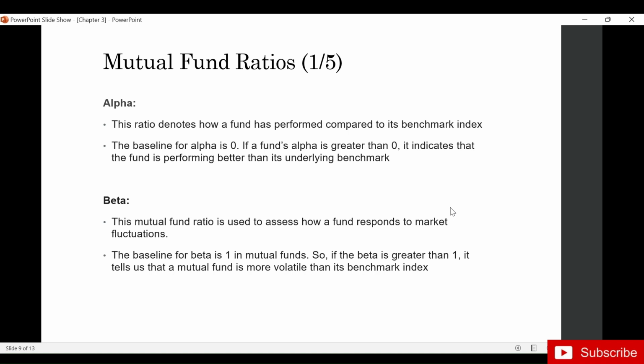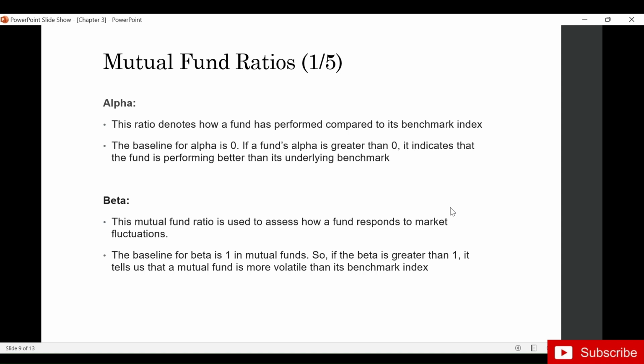The second mutual fund ratio is beta. So, this ratio is used to assess how a fund responds to the market fluctuations. For beta, the baseline is 1. Hence, if beta of a mutual fund scheme is greater than 1, then it means that a mutual fund is more volatile than its benchmark index. And if beta is less than 1, then it means that the mutual fund scheme is less volatile than its benchmark index.